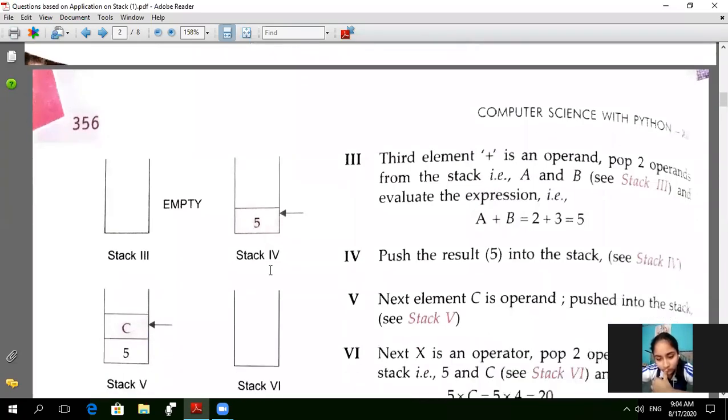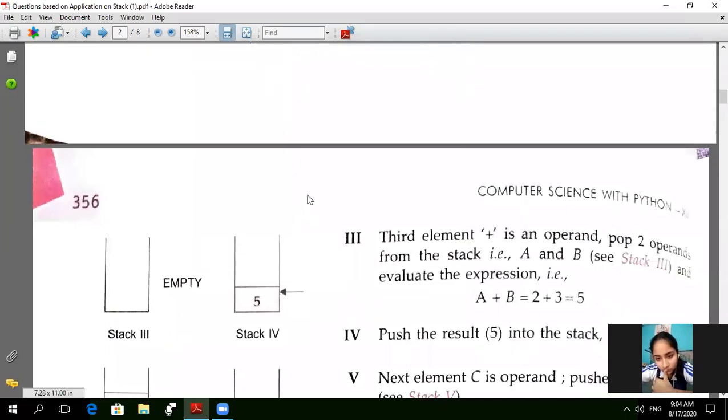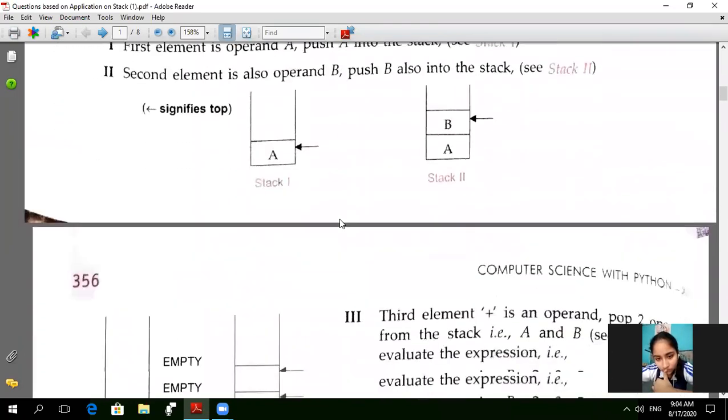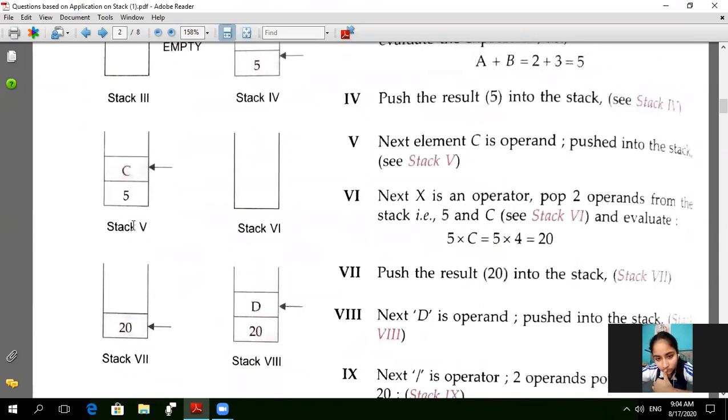Then look in the question, after the plus sign there is c and then multiply. So c is pushed into the stack. Now c is inserted into the stack, and then the multiply sign is coming. Multiply is also a binary operator, it comes under arithmetic operations. Arithmetic operators like addition, subtraction, multiplication, division are all binary operators. So it needs two operands.